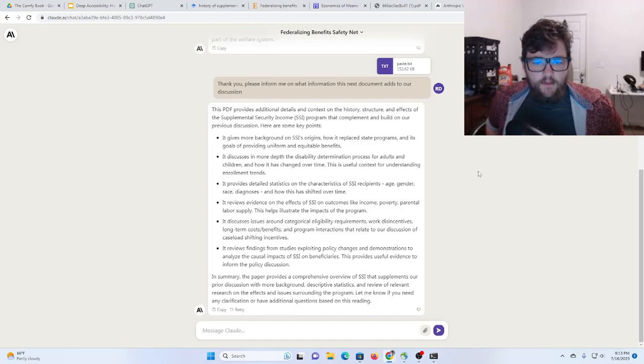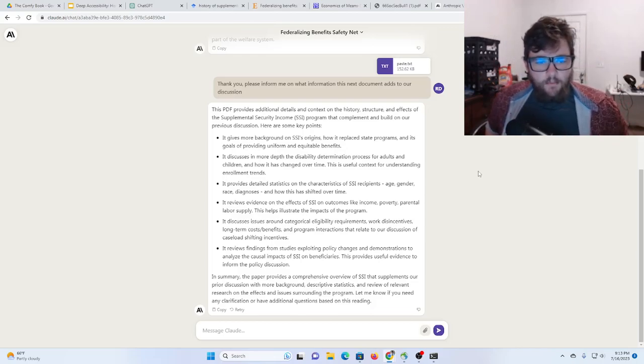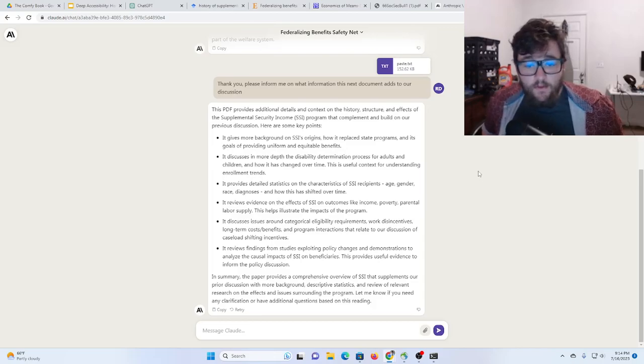Detailed statistics on characteristics of SSI recipients and how it's shifted over time. It reviews evidence of the effects of SSI on outcomes like poverty, income, parental labor supply. So the impacts of the program. It discusses issues around categorical eligibility requirements, work disincentives. Yeah, that's an interesting one. Long-term cost benefits and program interactions that relate to our discussion of caseload shifting incentives.